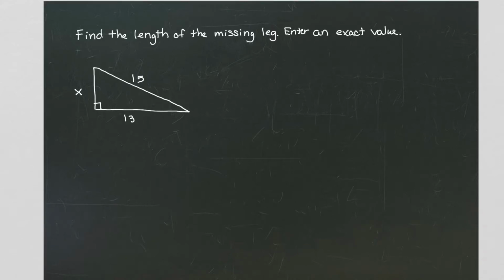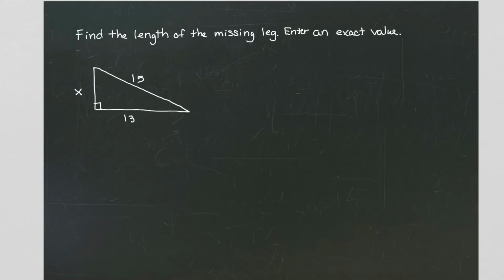So let's take a look at the following problem. We're asked to find the length of a missing leg in a right triangle. We're asked specifically to enter our answer as an exact value. That means no decimal approximations. In short, that means either we're going to have a straight up integer answer or something that probably has a square root. So let's go about solving this problem.